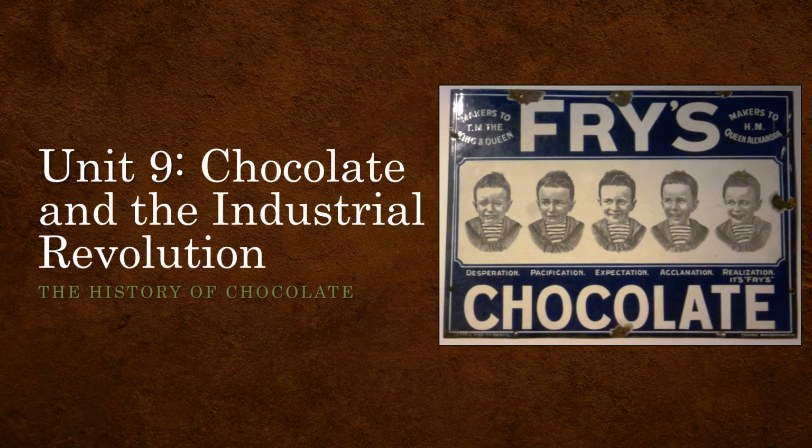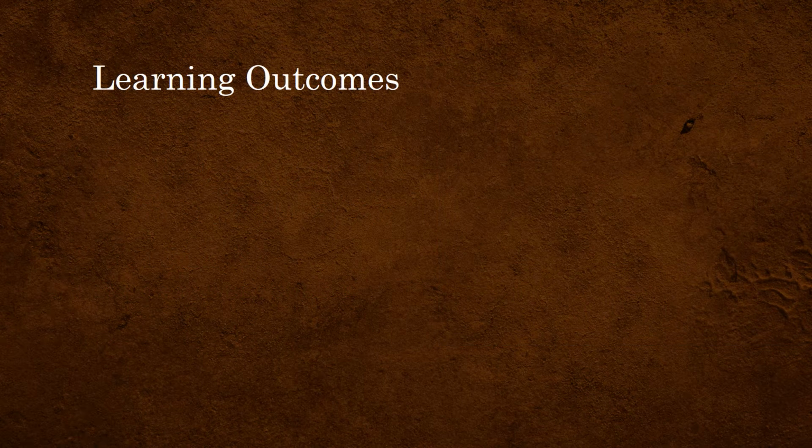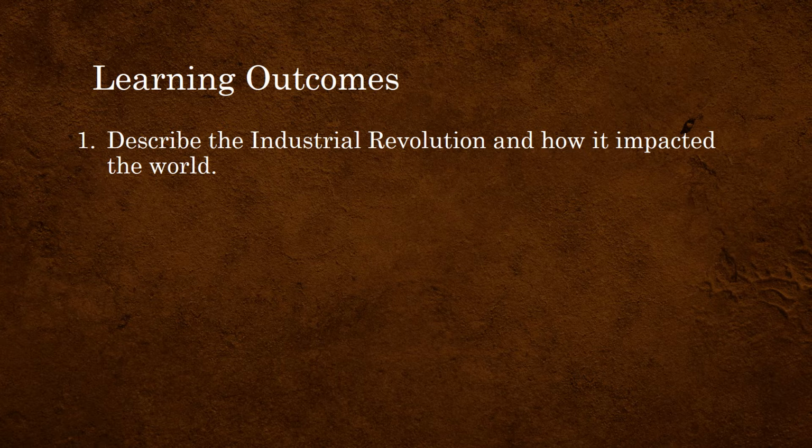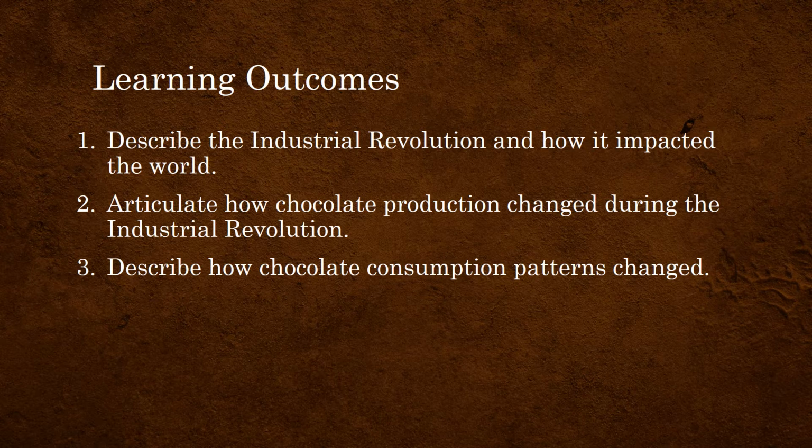Welcome to Unit 9, Chocolate and the Industrial Revolution. The learning outcomes for this unit are: Number 1. Describe the Industrial Revolution and how it impacted the world. Articulate how chocolate production changed during the Industrial Revolution. Describe how chocolate consumption patterns changed.